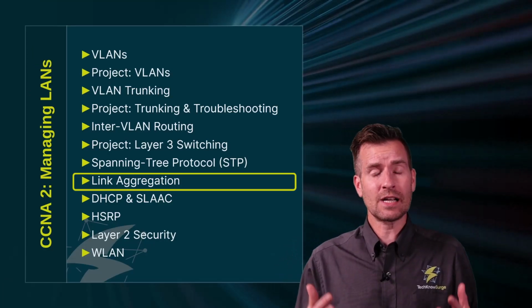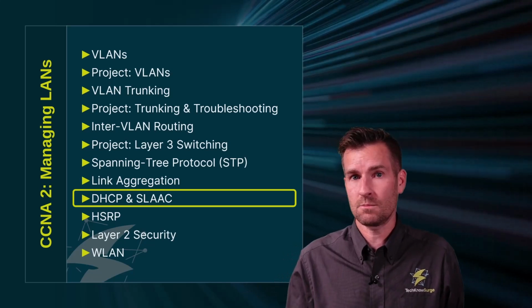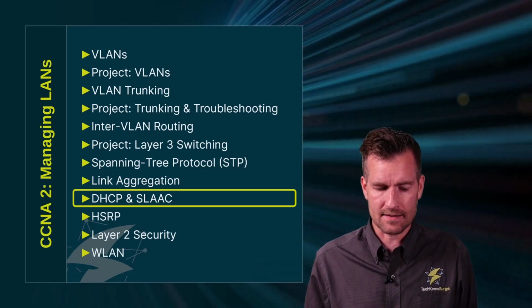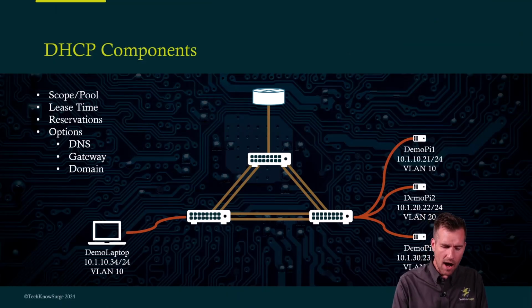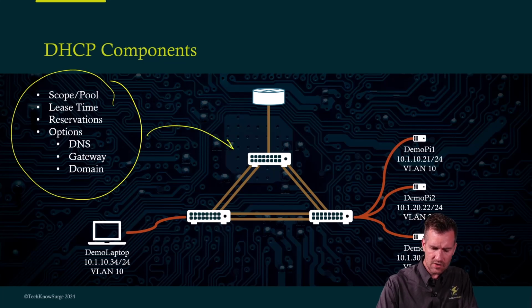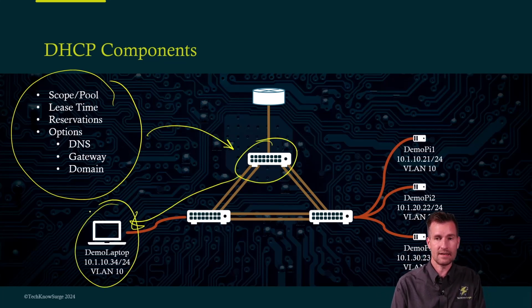And what also is common on our networks is to have some sort of Dynamic Host Configuration Protocol, a way to configure IP addresses on our end devices. So we got into DHCP and SLAAC. We got into how we can set up the DHCP pool, lease time, reservations on these devices to be able to hand out IP addresses to end devices.